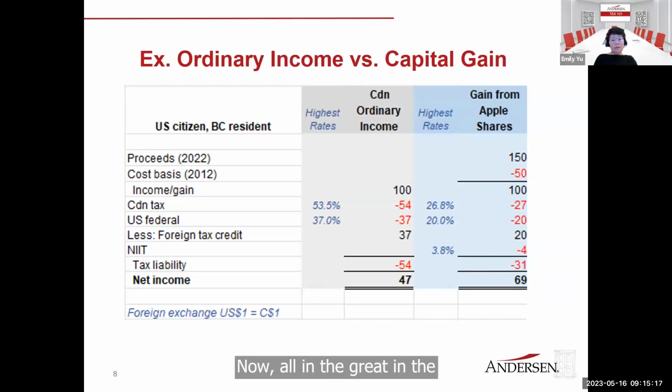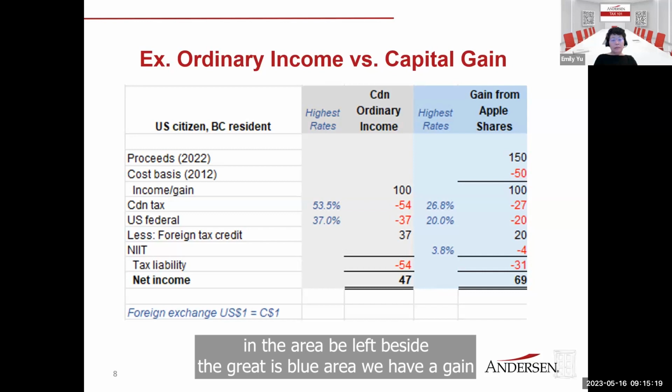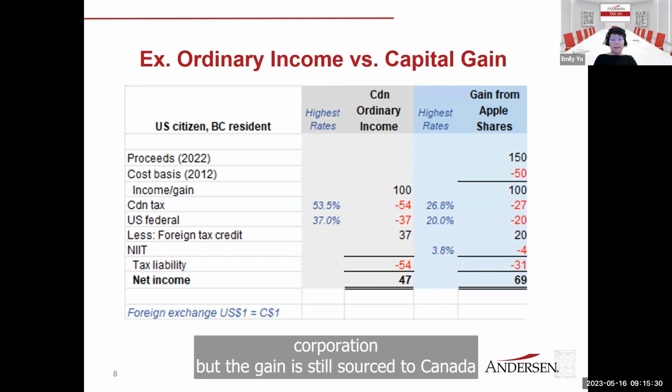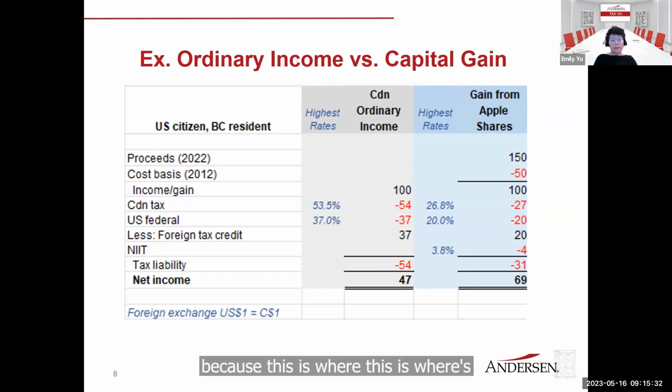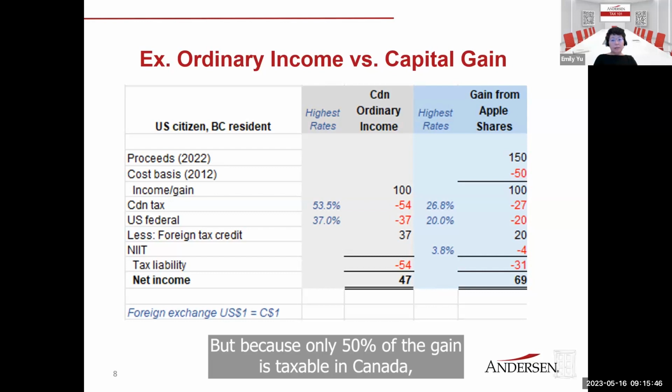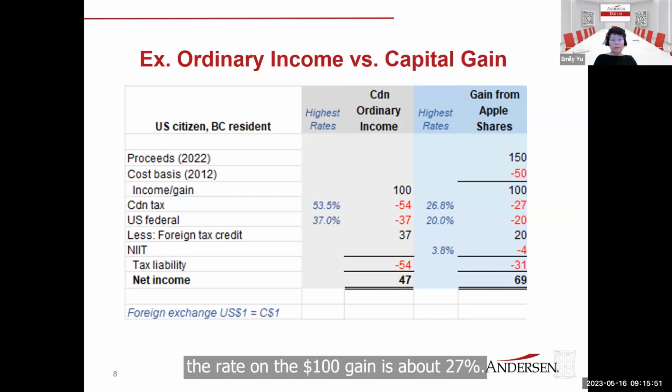Now, in the area beside the gray, this blue area, we have gain from sale of Apple shares, and we know Apple is a U.S. corporation, but the gain is still sourced to Canada because this is where the taxpayer lives. Canada is his resident country. Canada still has the first right to tax that income, but because only 50% of the gain is taxable in Canada, the rate on the $100 gain is about 27%.